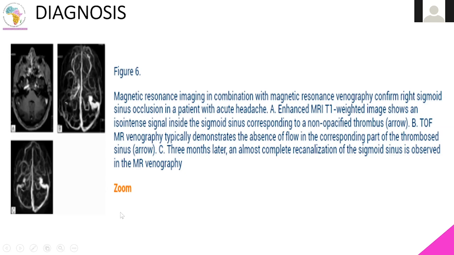And then on image C, 3 months later, an almost complete recanalization of the sigmoid sinus is observed. So if you compare this one and this one, you see that there's no flow here, but here, it is totally dark. Okay.